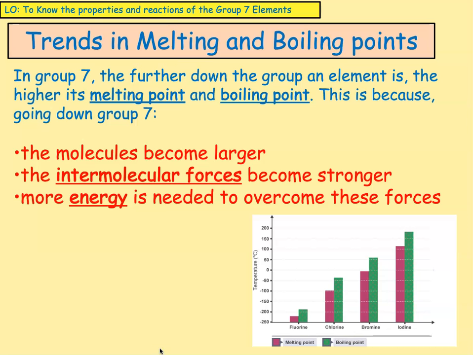Okay, so let's have a look at their trend of melting and boiling points. Okay, so as you go down the group, the higher its melting and boiling point gets. This is because as you go down, the molecules become larger, the intermolecular forces become stronger, and therefore more energy is needed to overcome these forces.